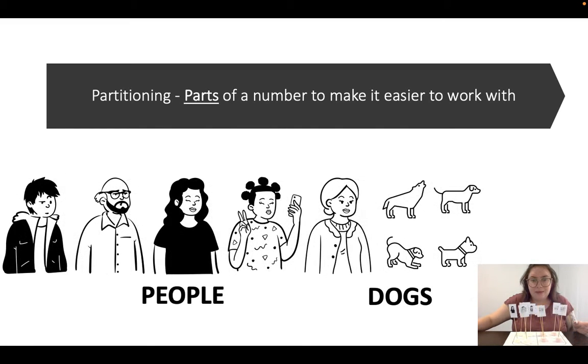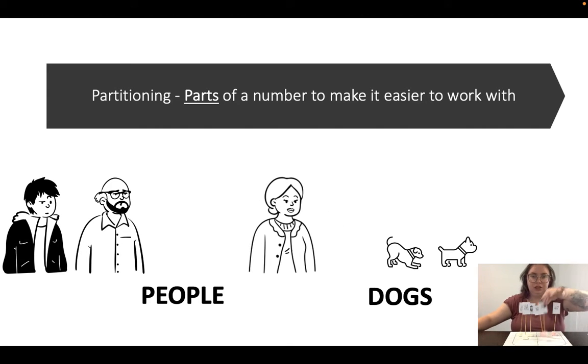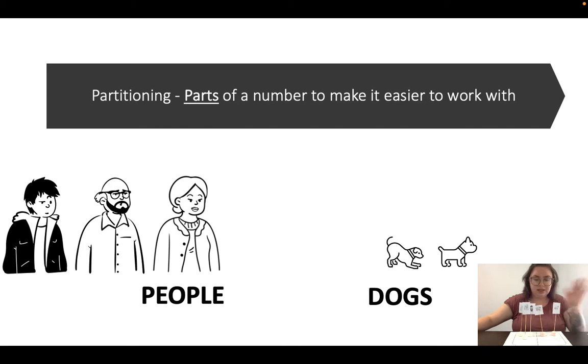Now, I forgot to tell you something else. I moved out and I took a dog with me, and then my sister moved out and she took a dog with her. This is all that's left in my parents' house. So, how many do we have now? Let's see, we've got 1, 2, 3 people, and then we have 1, 2 dogs. What is the number in total now?